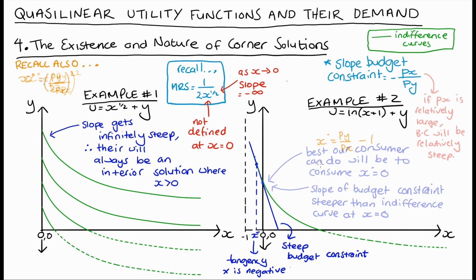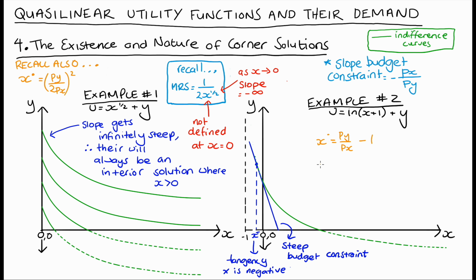In our second example, where that corner solution is possible, neither of these things were true. Our interior solution, x star, that we found, mathematically it can end up negative, which means that we could potentially find a tangency point where x is negative. And also our MRS was defined at 0. So these are the sorts of things you would be looking at when you get a question to try and figure out what's happening with the corner solutions.